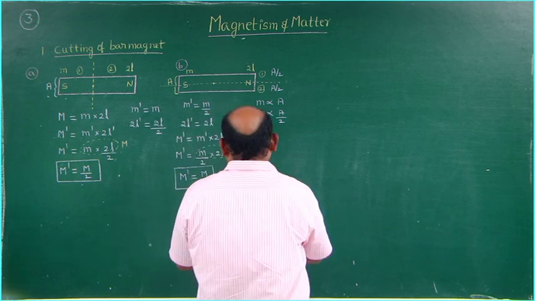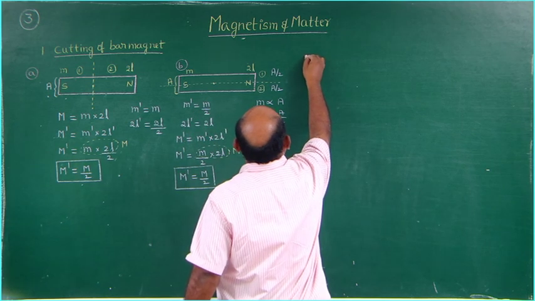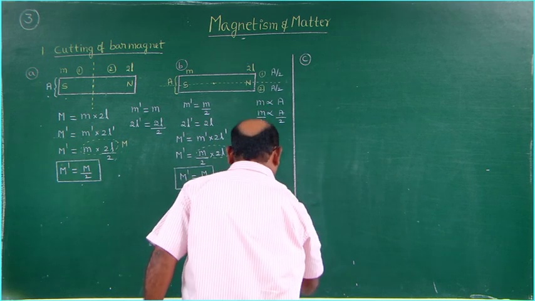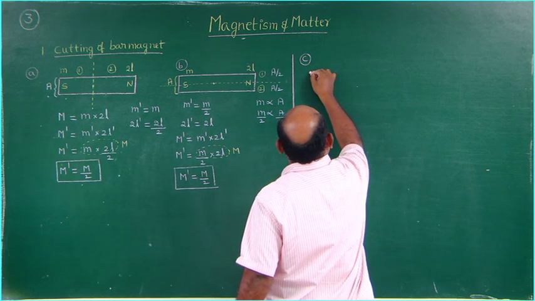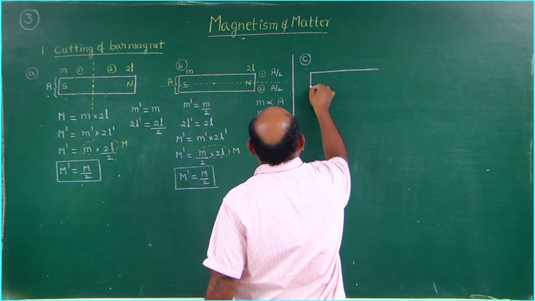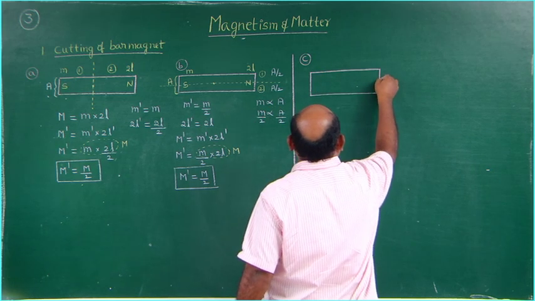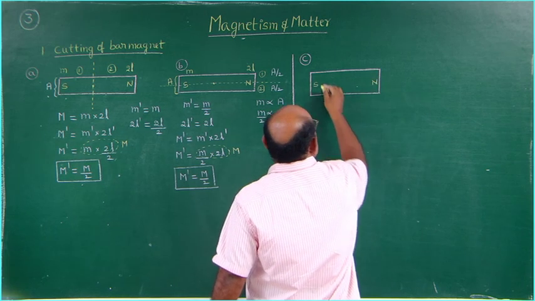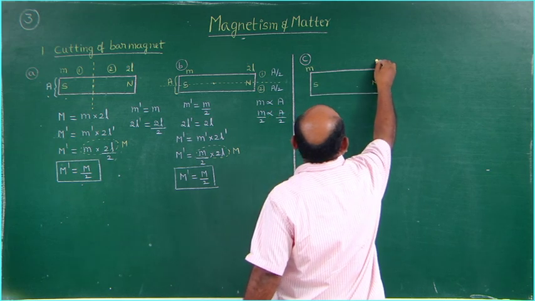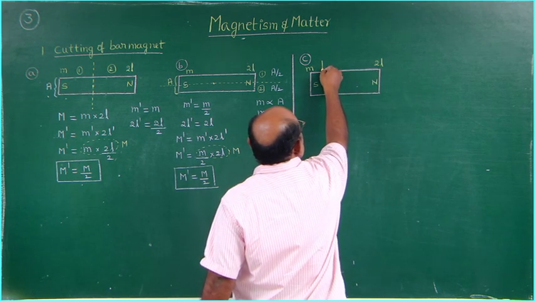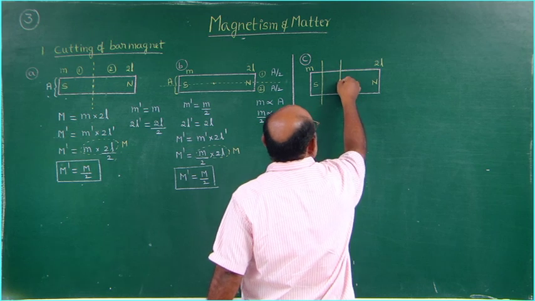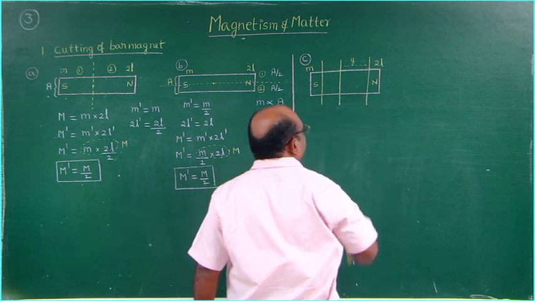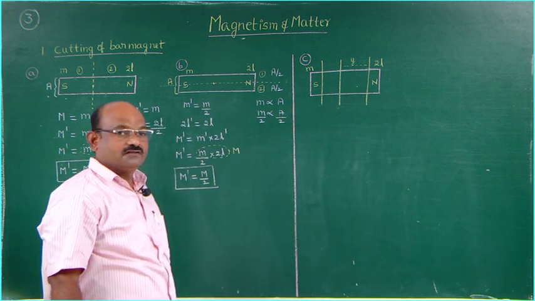Now, let us move to C. Assume it is a bar magnet, with a south pole and a north pole. Here the pole strength is m, and the magnetic length is 2L. Now, it is made into y equal parts. This magnet is cut into y equal parts. This is a Y cutting.